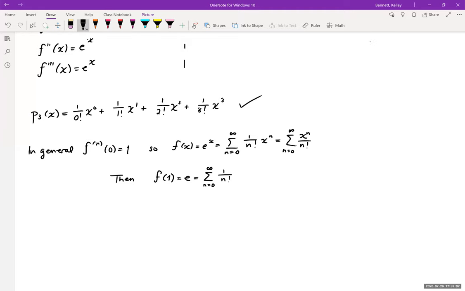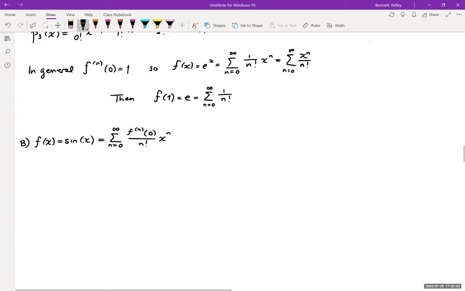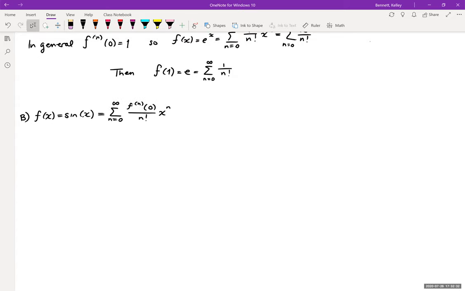So now let's go to example B, which was f of x equals sine of x. We know that this has a power series associated to it, and it also has the form that we've been seeing. Again, we're centered at 0, so I don't have to worry about writing x minus a. So for us, I just need to compute the derivatives. We want to find P3.